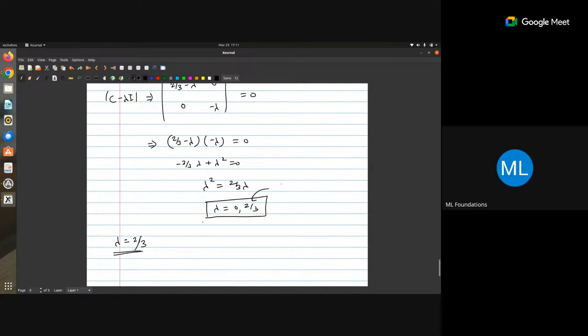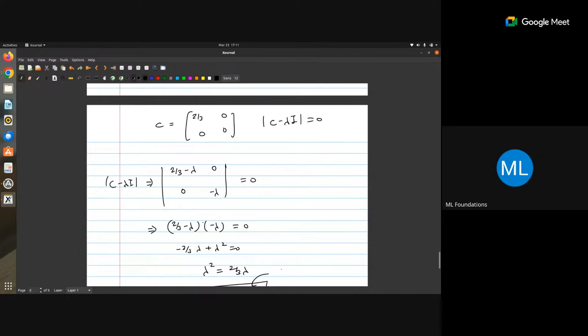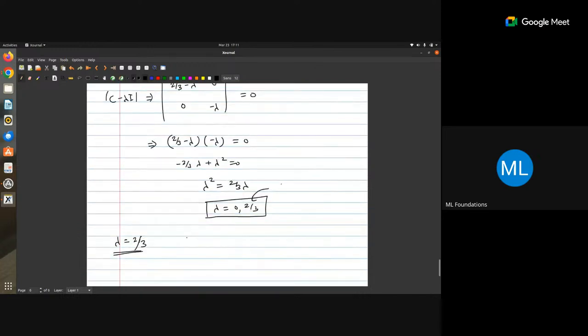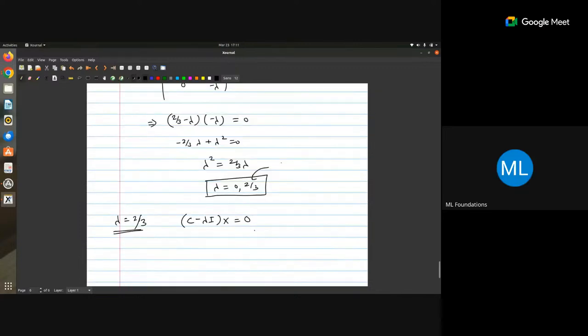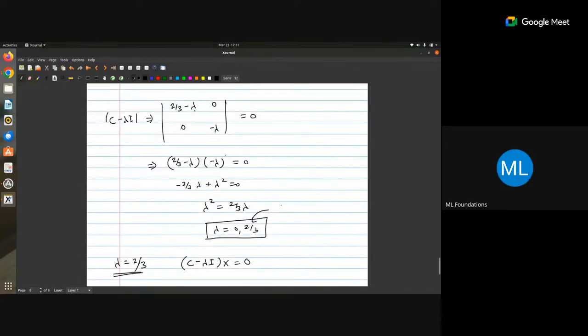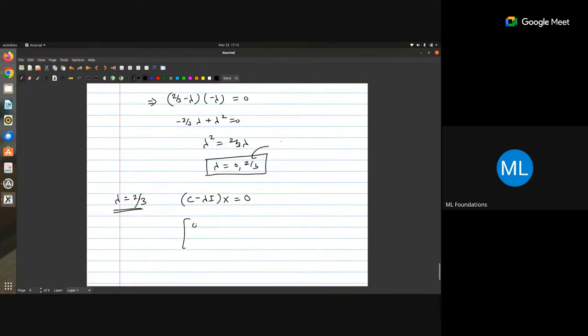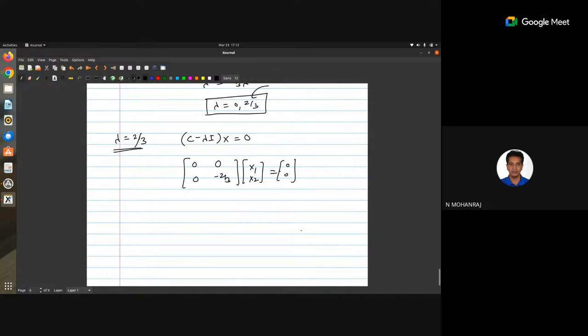So I'll just plug in the value here in the C minus lambda I and try to solve this characteristic equation, which is C minus lambda I times x equals to 0. So I'll replace lambda here by 2 by 3, so 2 by 3 minus 2 by 3 is 0, 0. So this matrix becomes 0, 0, 0, minus 2 by 3, times x1 x2 equals to 0. Okay, so x2 equals to 0.